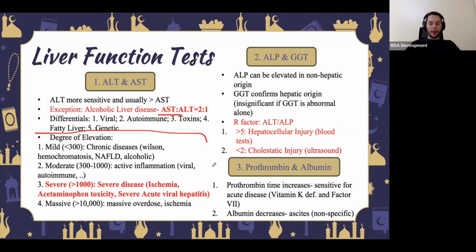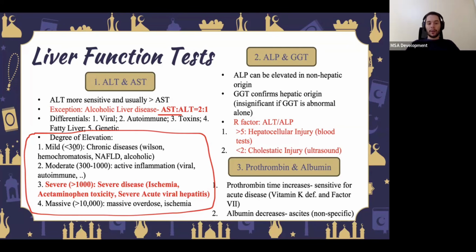Secondly, you need to remember the degrees of elevation. When we were studying it last year, it seemed not that important, but it is actually very high yield, and we got asked about it. Try to remember the degrees of elevation, and it's essentially referring to in what condition, how much do your transaminases increase. You have 4 categories: either mild, moderate, severe, or massive.